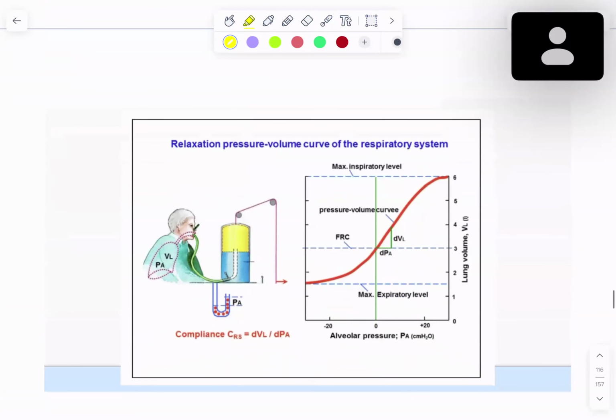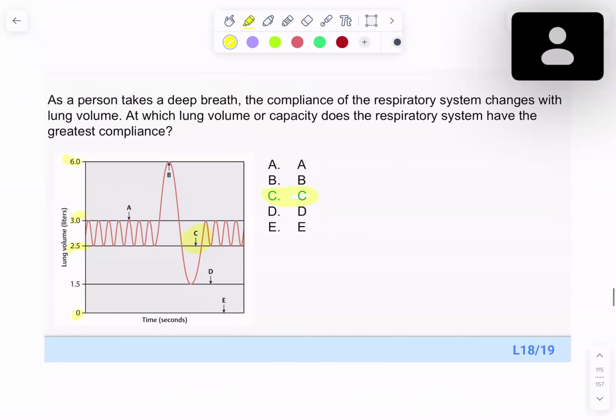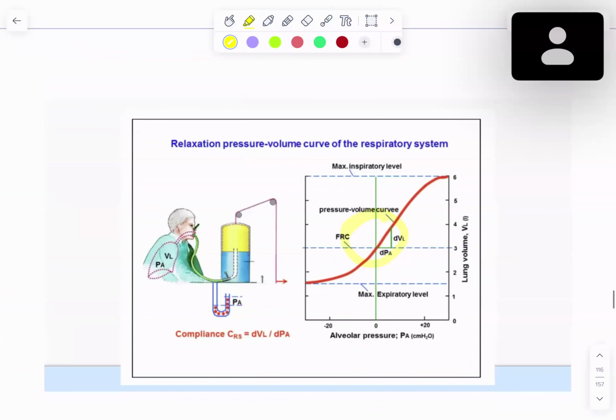And this is where the compliance is highest in the lung. It is not highest at A. At A, this is around, for example, here, kind of, is where the chest has the highest compliance. And B is just the total lung capacity. But the respiratory system has the highest compliance here at the functional residual capacity. Does this make sense?